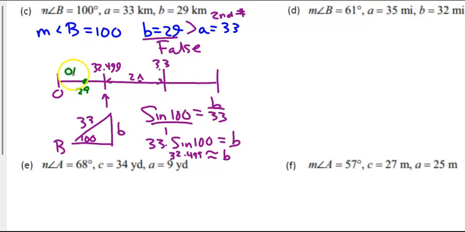Keep in mind the first region is no triangles. If it's a right triangle, it was 1. And if it's between the right triangle and the second number, there's 2 triangles. So this one here has no triangles.